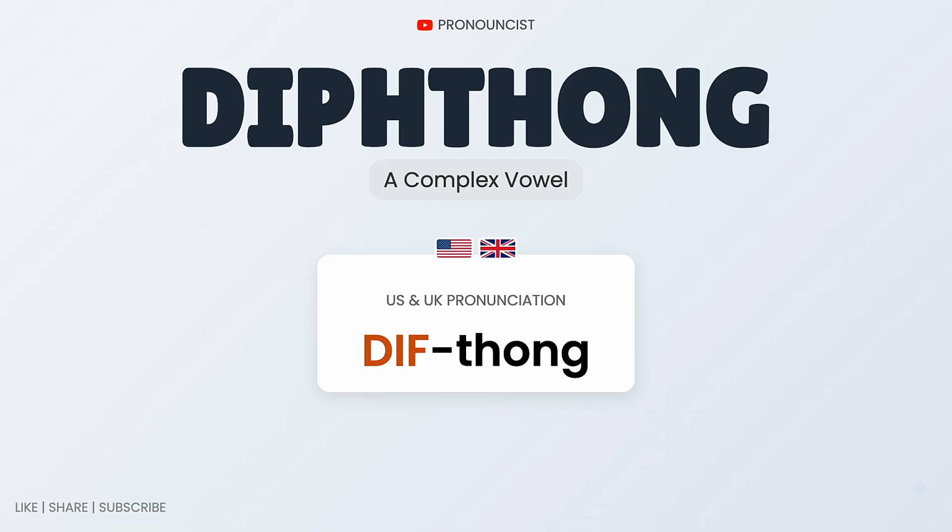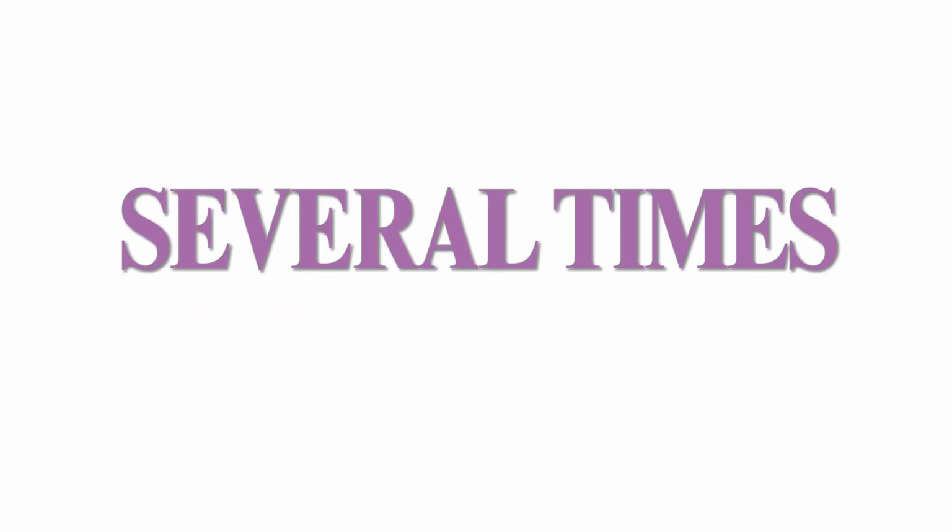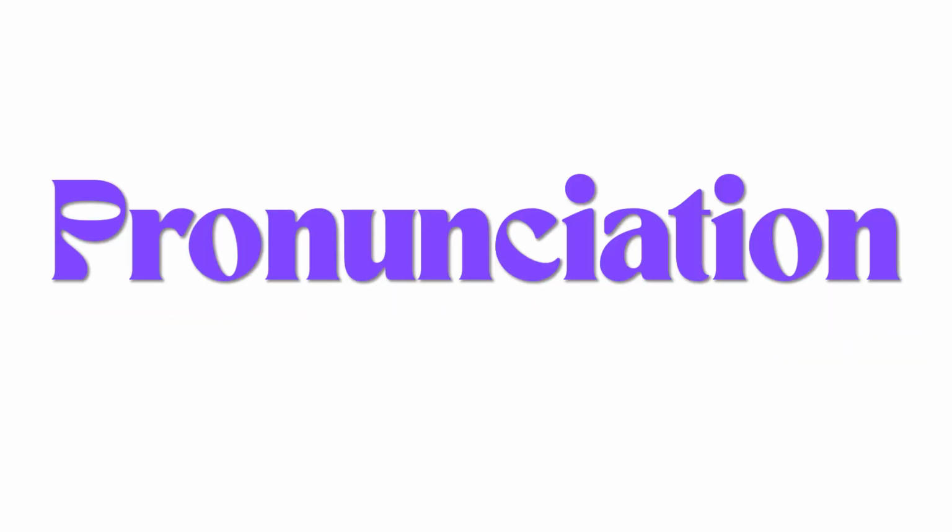Diph, thong, diphthong. Practice repeatedly and you'll soon be able to say this word perfectly. The best way to practice is to repeat the syllable multiple times. The meaning of the word is a complex vowel. Try repeating this word several times to improve your pronunciation.